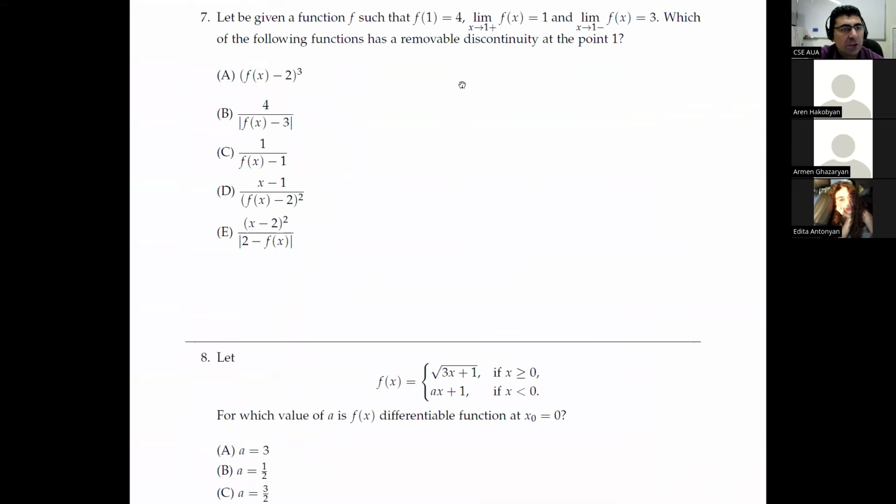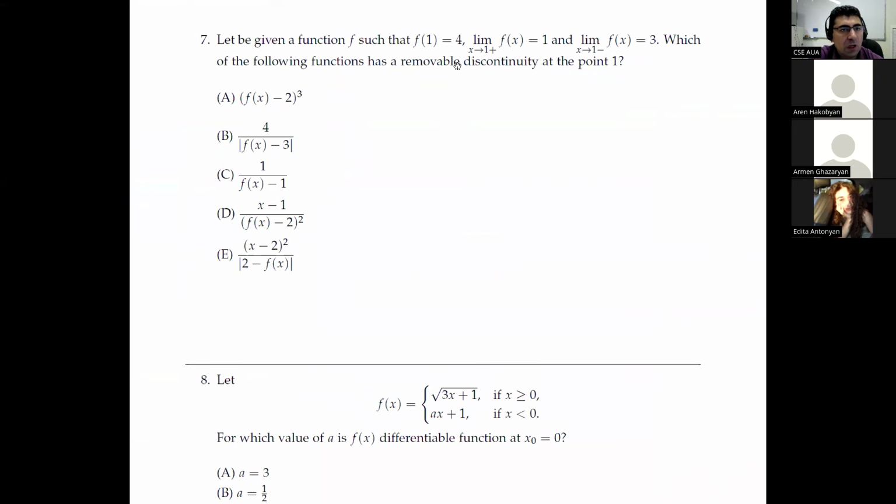We have function f. At 1 it is 4. The limits from right and left are 1 and 3. Which of the following functions has a removable discontinuity point? Removable discontinuity point means it has a limit, which means the limit from the right side equals the limit from the left side. But the value of our function is different.